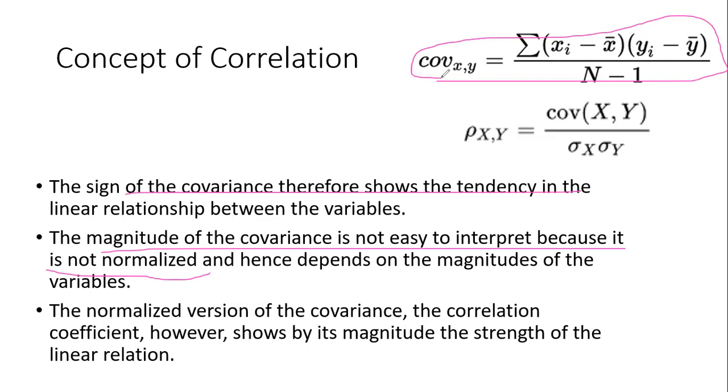Let's say I take the height of people from Africa and the height of people from Pakistan, and I compute the covariance of Africans and the covariance of Pakistanis. Their heights are way more than our heights. So the comparison will not be that much.